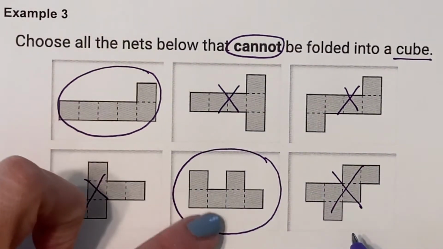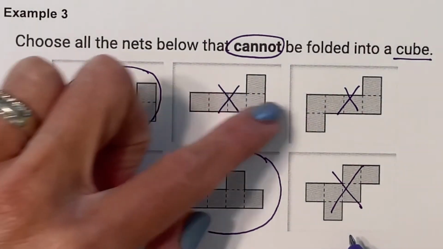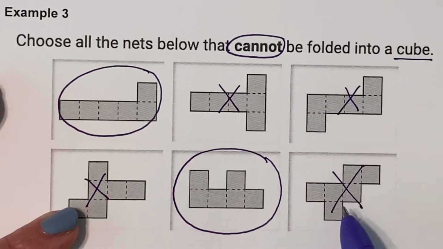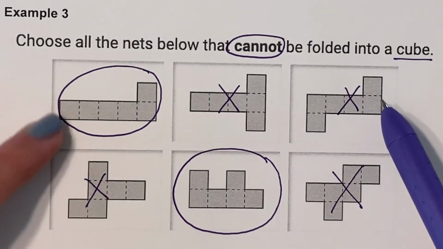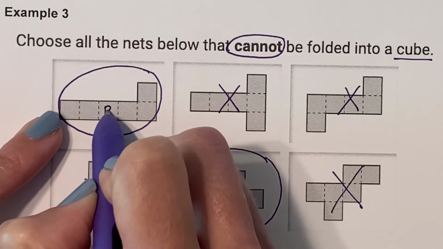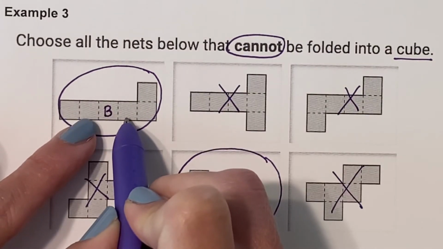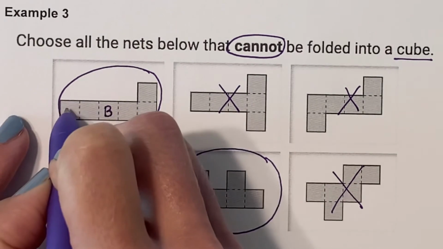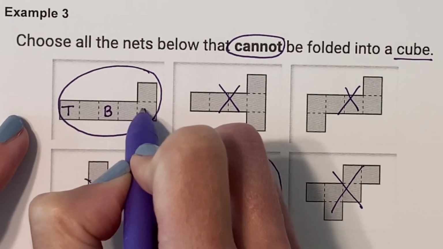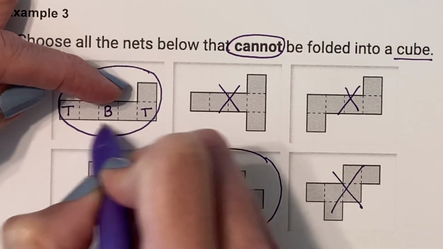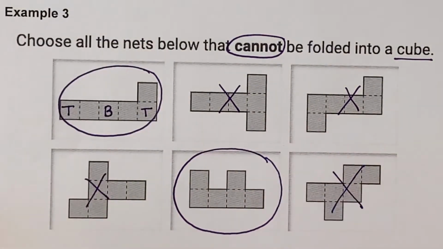So here are our two nets that will not work. All of these other ones will make a cube. There's actually quite a few different nets that form cubes. This one right here, if this is my bottom, I'm gonna label it B for bottom. These two will form a side, and these two will actually overlap. I'll have two tops. This one will be a side over here, and I won't have any side over here, so that's why that one won't make one.